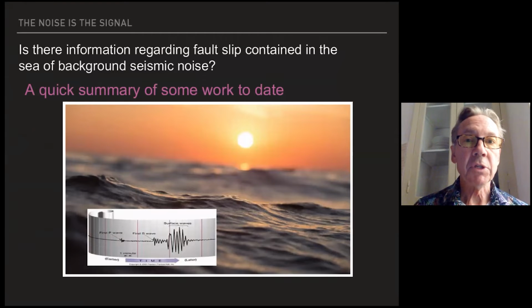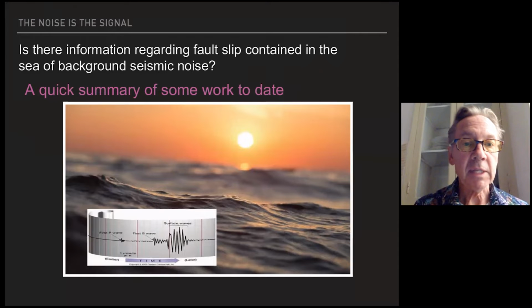So here's the basic question that I mentioned a moment ago, and that is, is there information regarding fault slip contained in the background seismic noise, the noise we have previously discarded except for imaging purposes, such as empirical Green's functions, if you're aware of those. I'm going to give you a quick summary of some of the work to date, and I just want to mention that there's a large team of people working with us, both at Los Alamos and elsewhere, and I am the spokesperson, so the actual people doing all of the hands-on work are not speaking today.